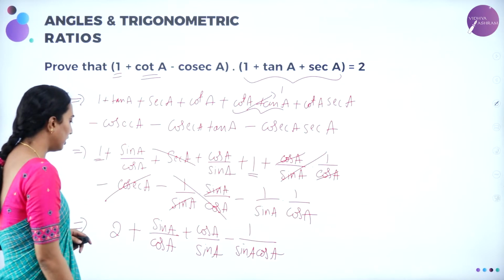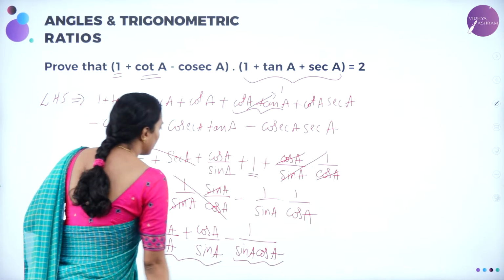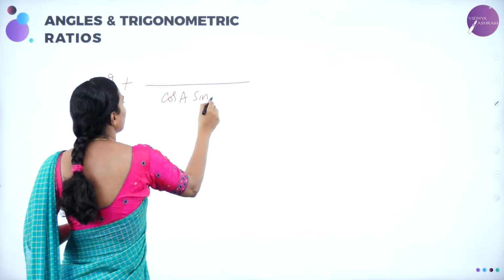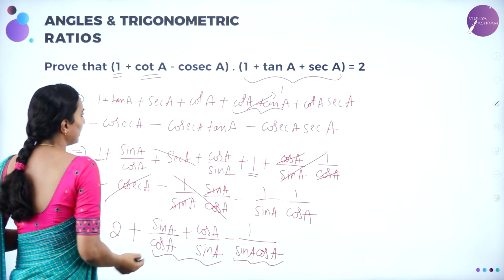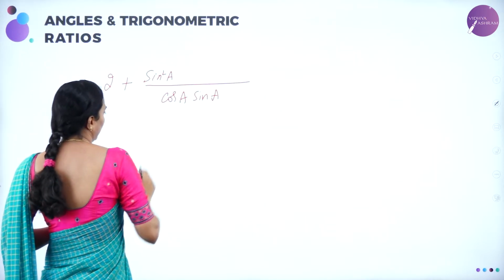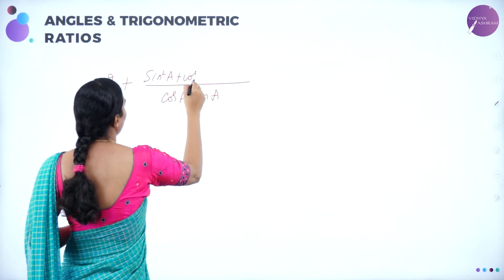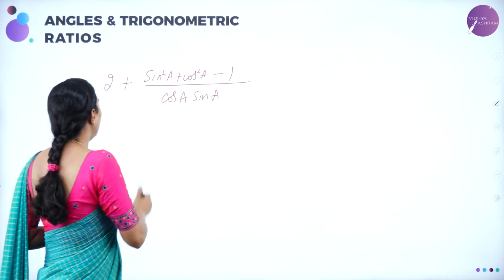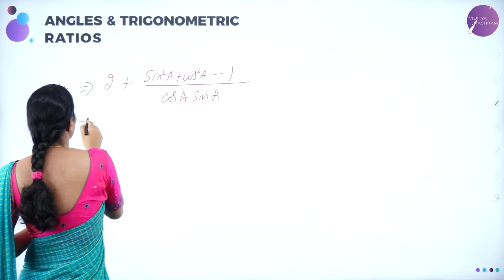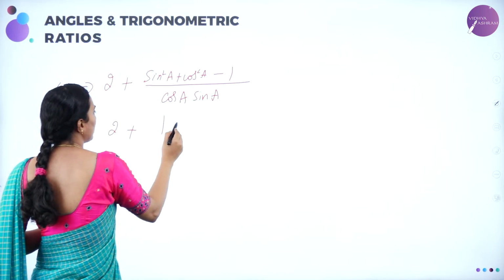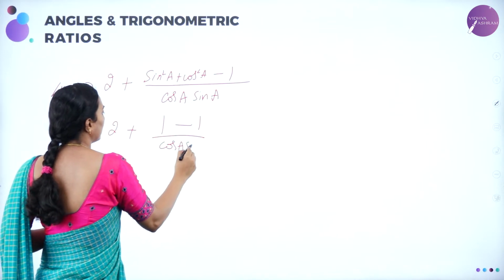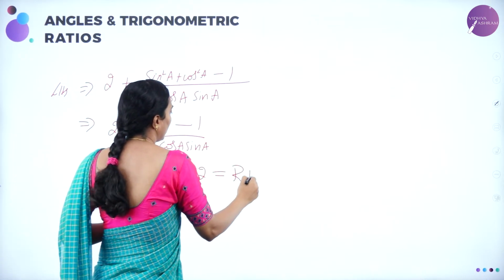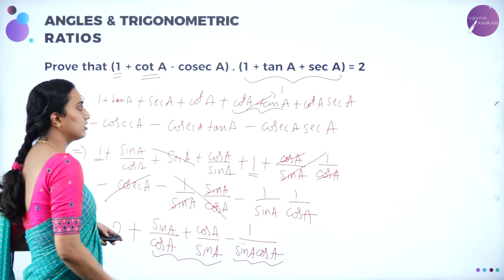As we have done in the earlier problem, taking the LCM as cos A into sin A. So 2 plus, with cos A into sin A as the LCM, sin A into sin A is sin squared A, and cos A into cos A is plus cos squared A, minus 1, with denominator cos A into sin A. So 2 plus sin squared A plus cos squared A is 1, minus 1 divided by cos A into sin A. So 1 minus 1 is 0, which implies 2 plus 0, which implies 2, which is your RHS. That's it, dears. I hope you got this answer.